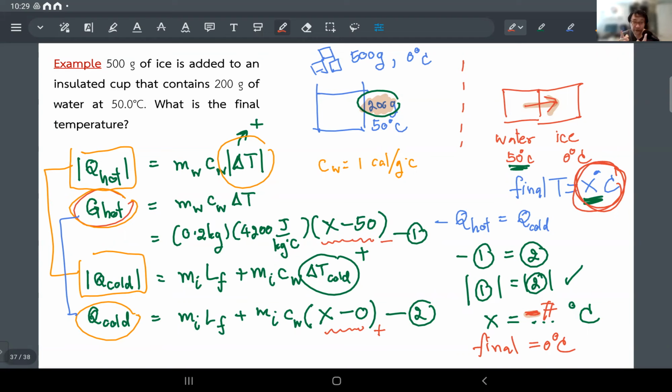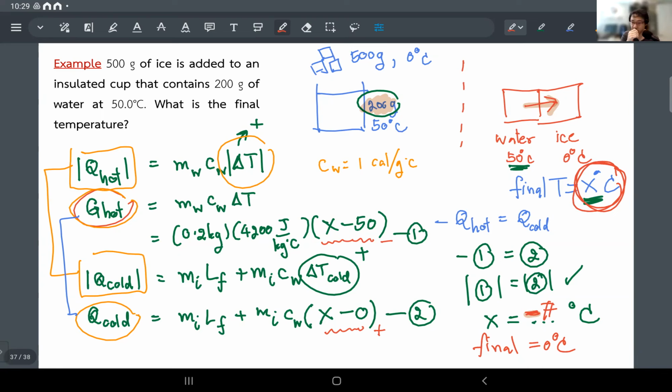So don't forget to try this. I think this is a very good question, a single one that lets you practice everything about this topic of calorimetry. All right, try it out. Next, we have a couple more exercises for you to try.